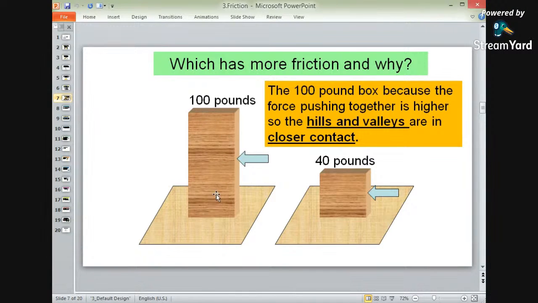If there is a block which has a weight of 100 pounds, whereas this other block has a weight of 40 pounds, and both are applied with the same force, then due to the greater weight, the block will move less in the left-right direction. Here the push is toward the left, therefore the frictional force will be applied in the right direction. Same in the case of this 40-pound block. The more the load, the more the friction.